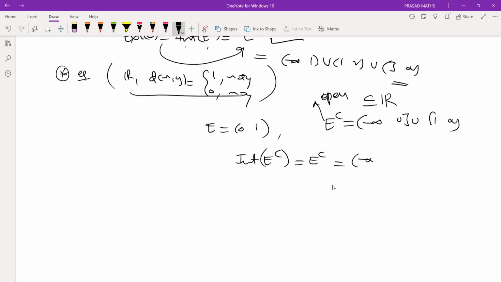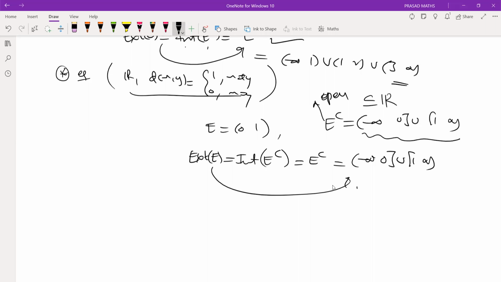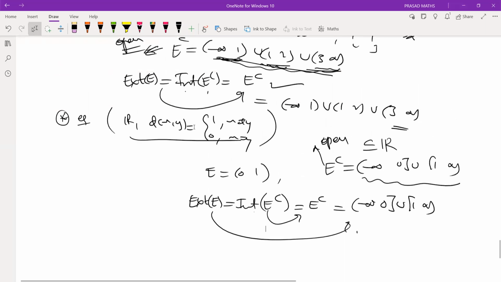Therefore, this is the interior. So what is my exterior? This one. Is it clear? Because the complement of the set is after all a subset of R, any subset of R is open in the discrete metric. Once it is open, the interior is the set itself. Yes or no? Is it clear? Shall I move on?